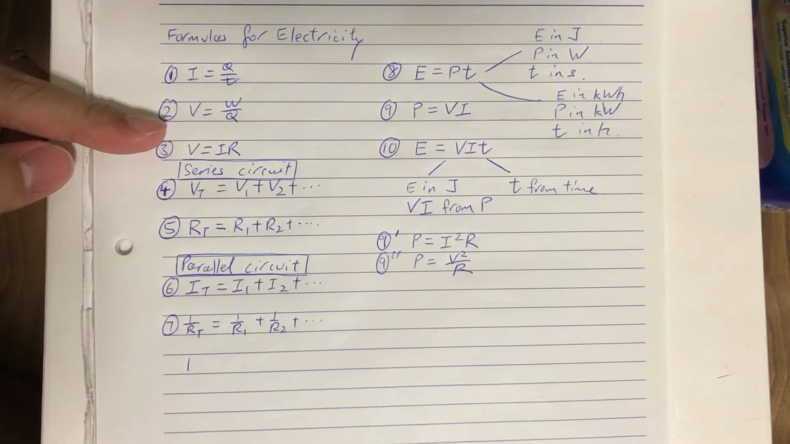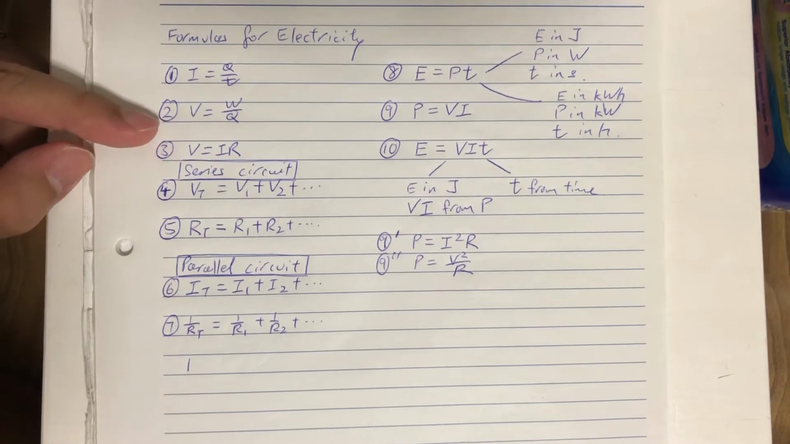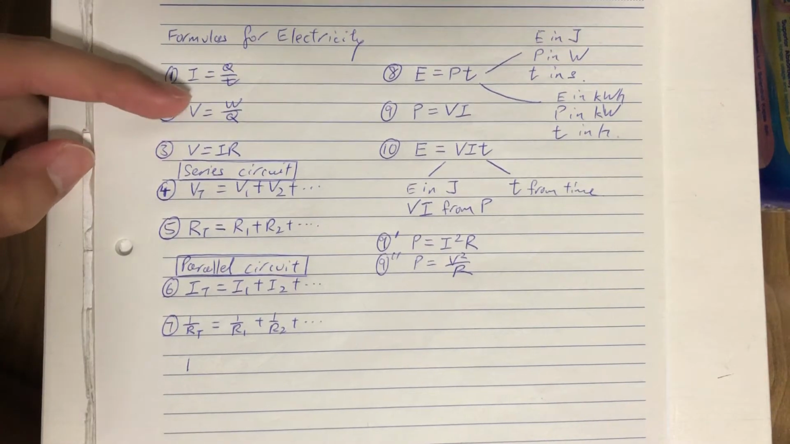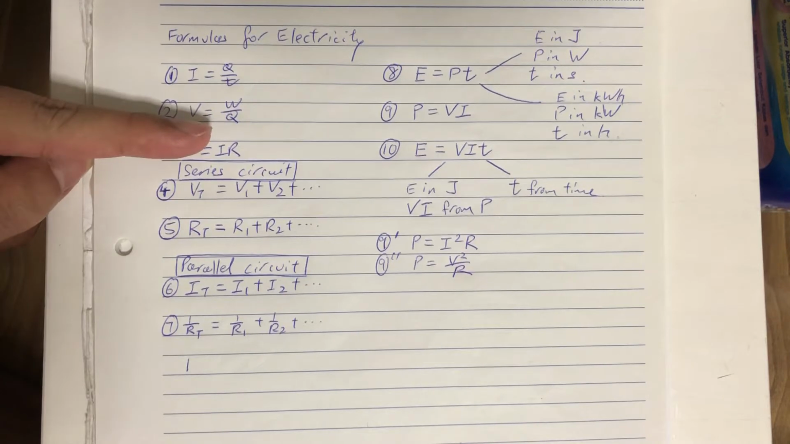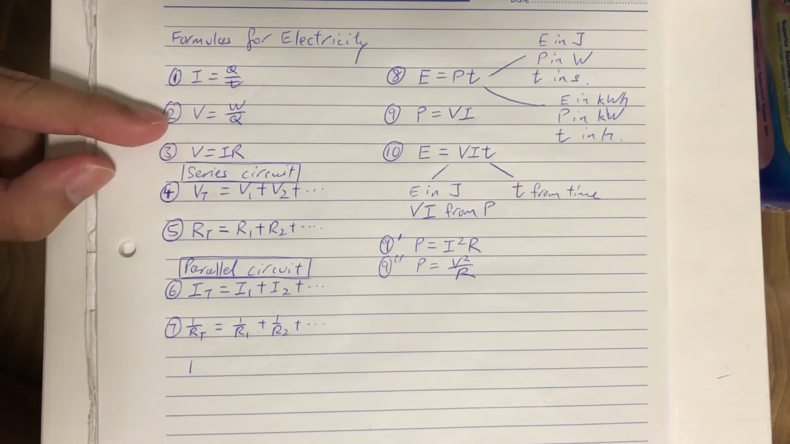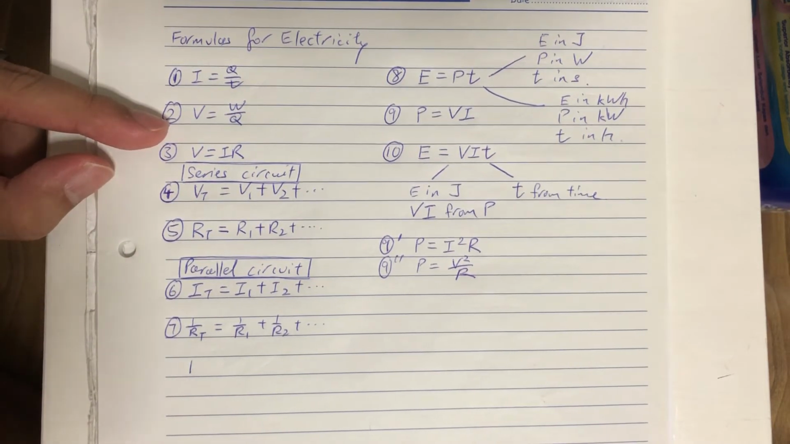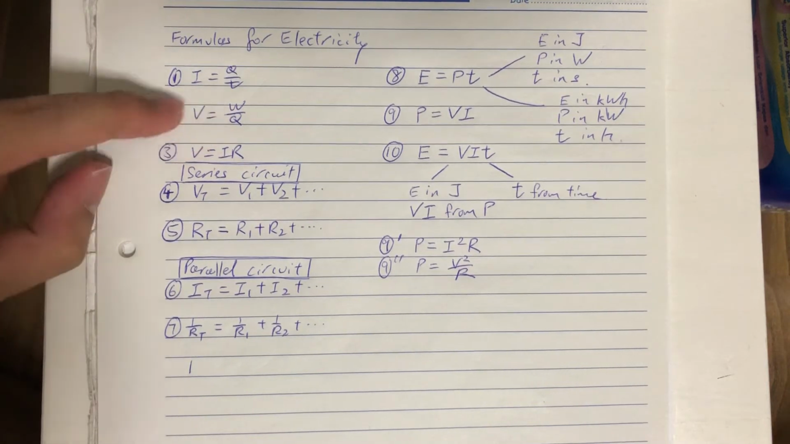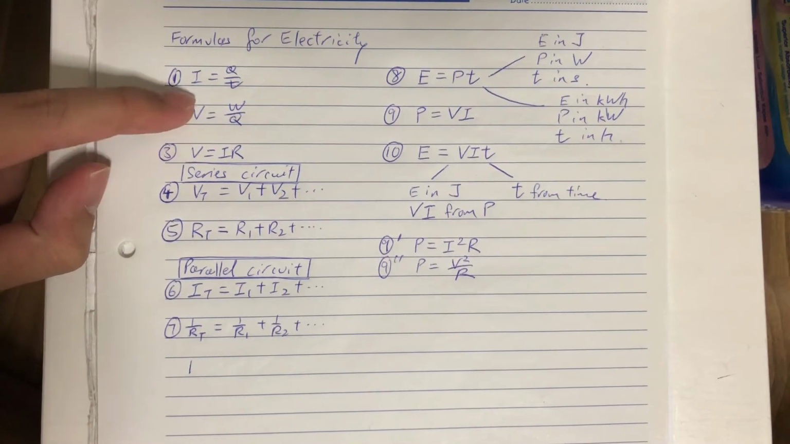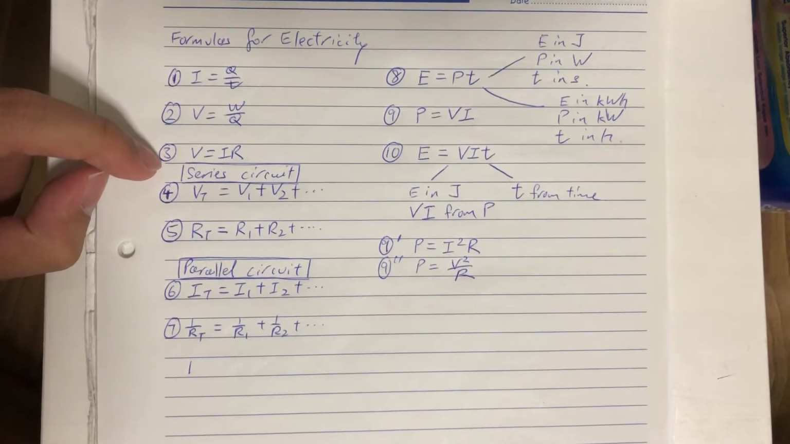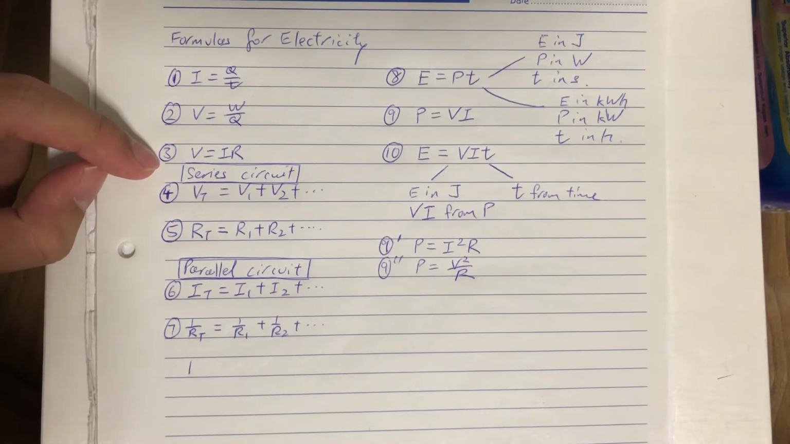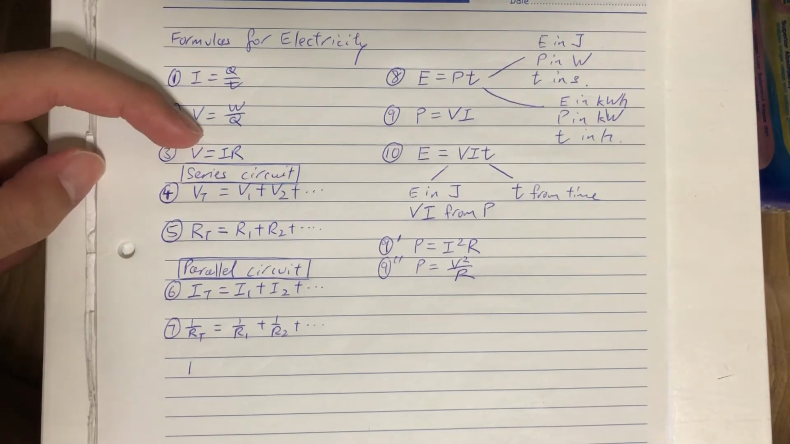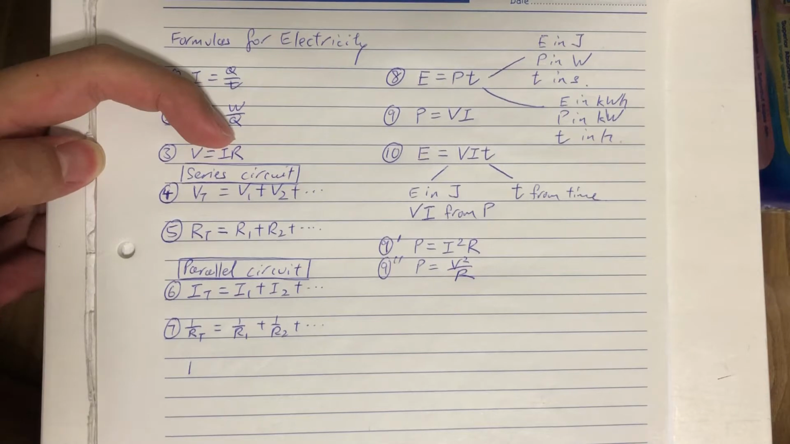V equals W over Q. This talks about the potential difference in relation to work done and charge. But in this case, V here we are just writing in a general form. There's also EMF, which holds the same formula, but the V we are denoting as a different thing. And there's also the most commonly used formula, V equals IR. Here, potential difference equals current multiplied by the resistance.